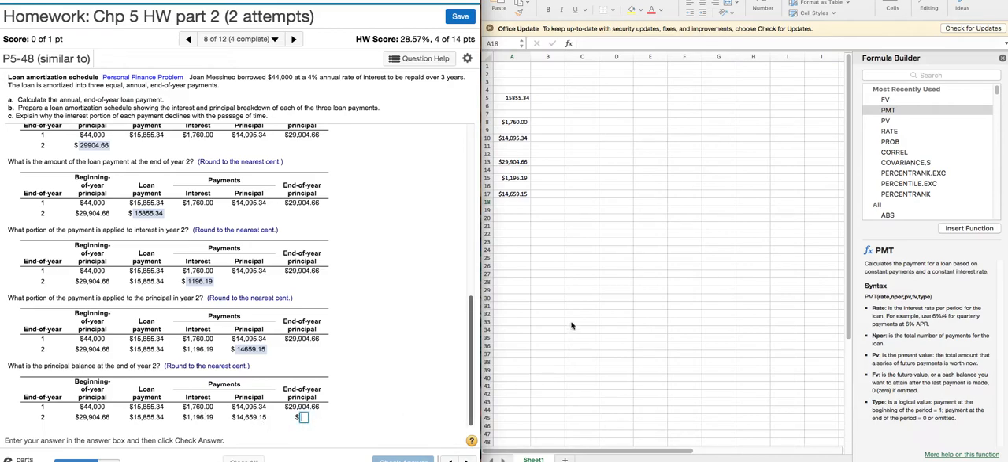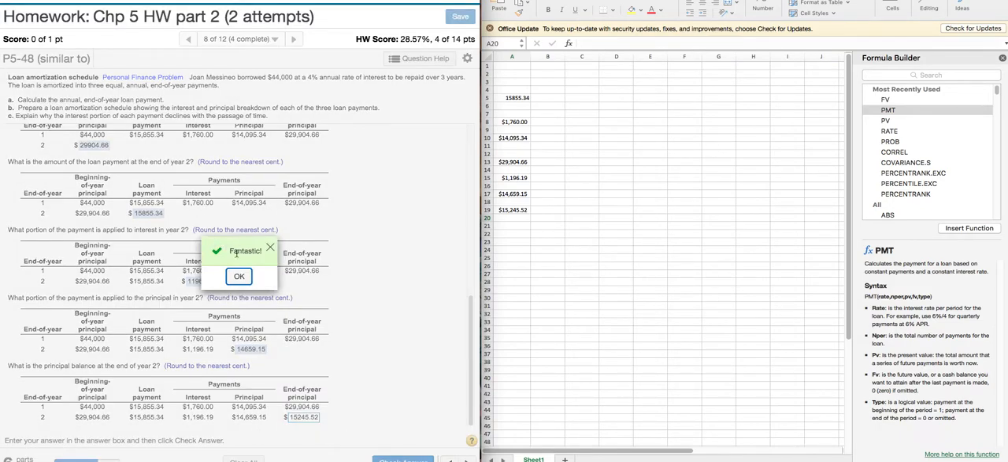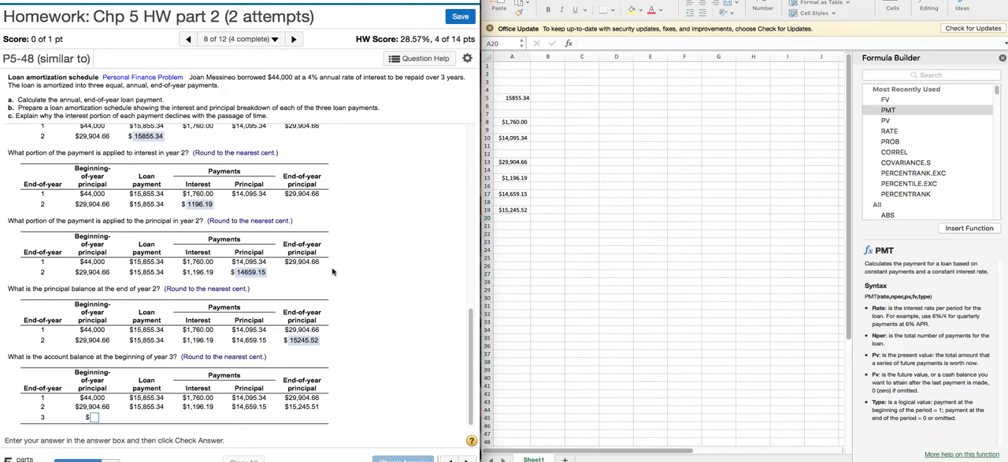And then the end of year principal is the beginning amount that we started with, the $29,904, minus the $14,659.15 that went towards the principal from payment 2. So we take the $29,904 and subtract the $14,659. The principal at the end of year 2 is $15,245.52. Okay, and then for practice, I'll let you go ahead and finish up the calculations for year 3.